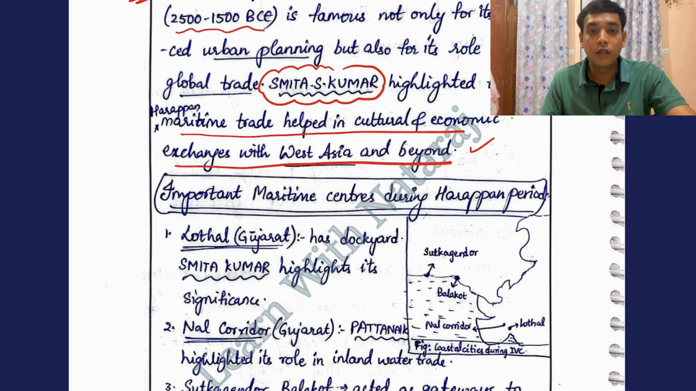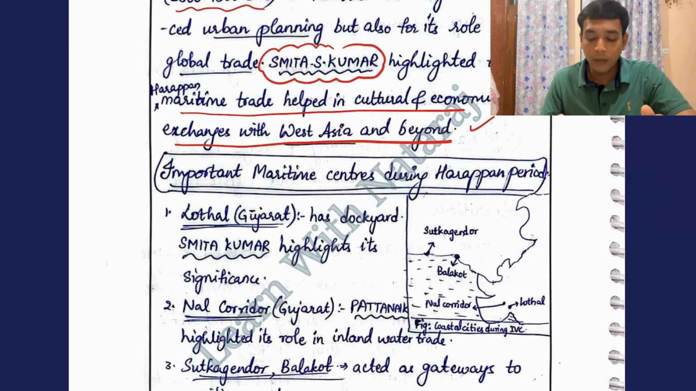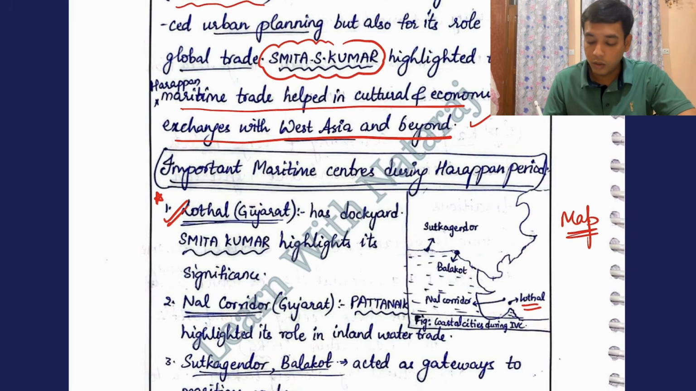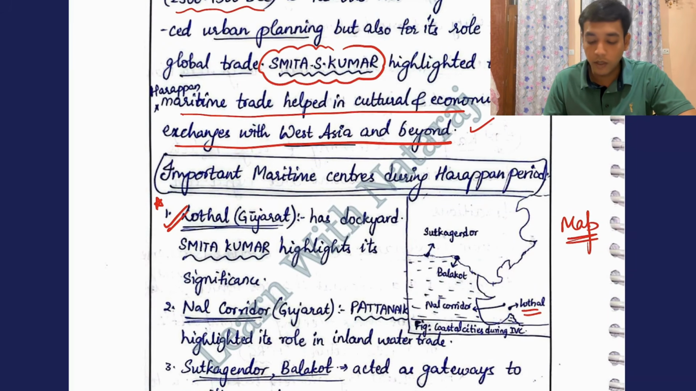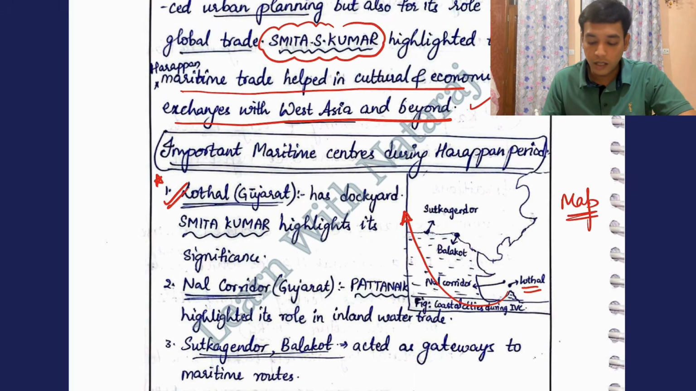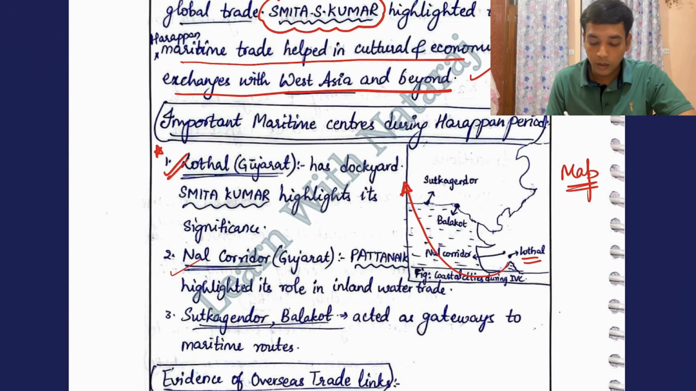So here we can explore what are the important maritime trades, maritime ports that were used in the Harappan period. Lothal is one of the prominent examples, right? From where we had, so here we can draw a small map to show. So these are some of the things that give a visual appeal to your answers. So how Lothal was used as a maritime port where things would go on to West Asia. Then there was Nal corridor.